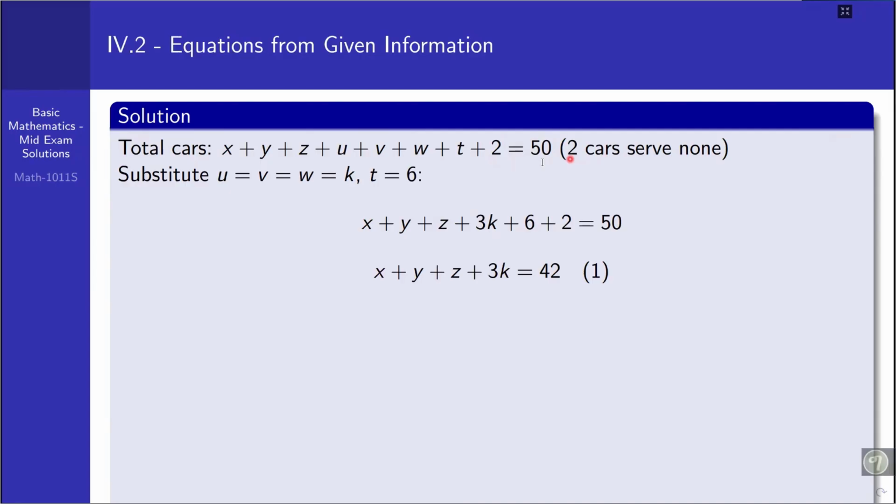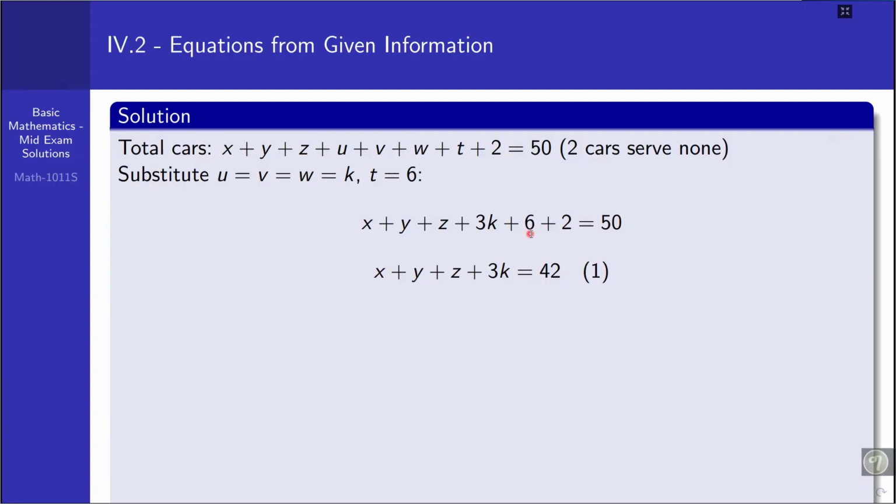Then when we substitute this one, U plus U is equal to V, which is simply K. Then this equation will be converted into X plus Y plus Z plus 3K, where 3K stands for K plus K plus K, since each of them is K, plus we have T, which is 6.